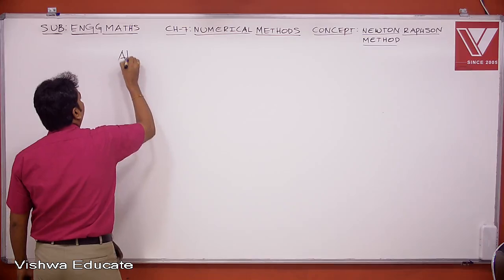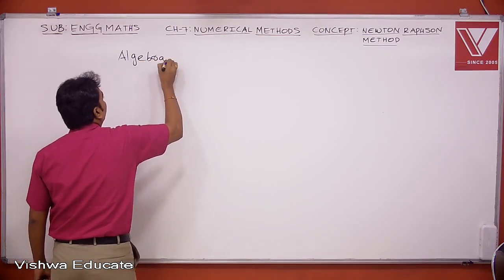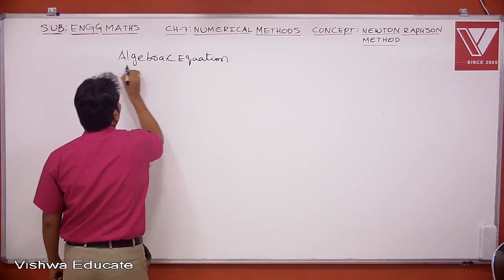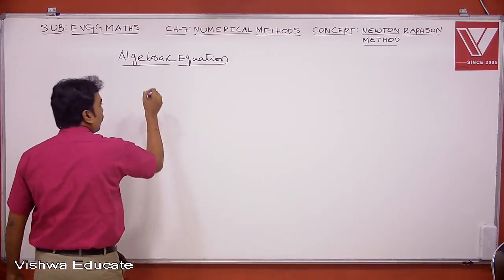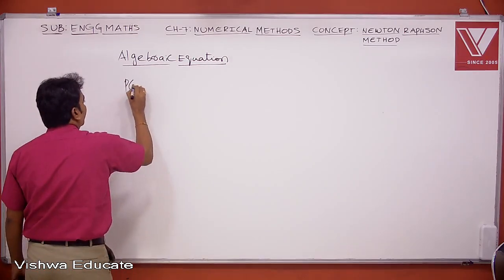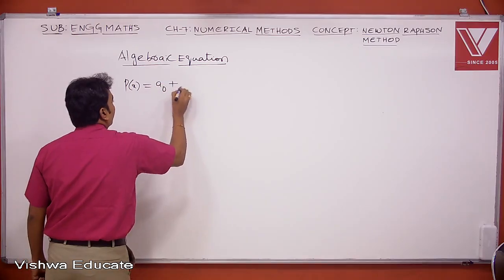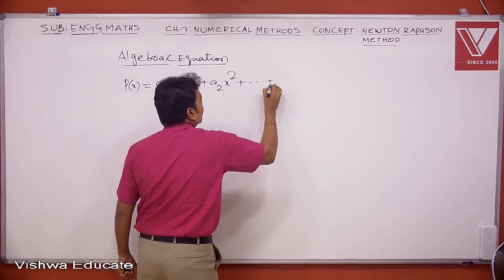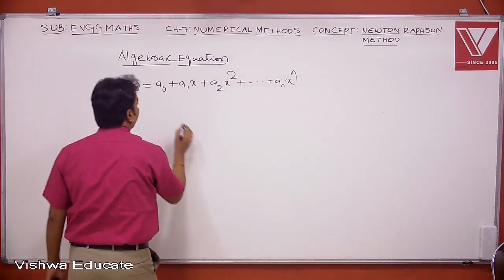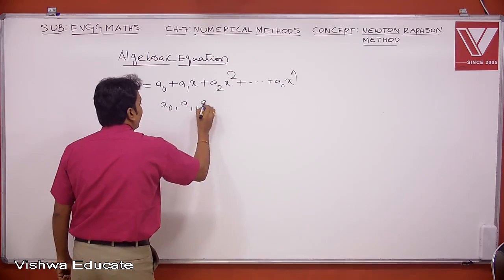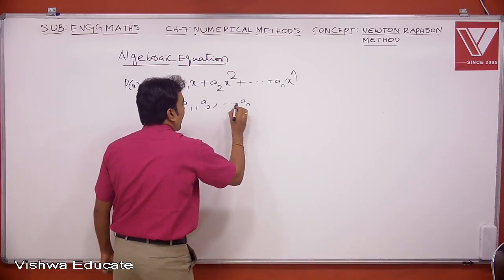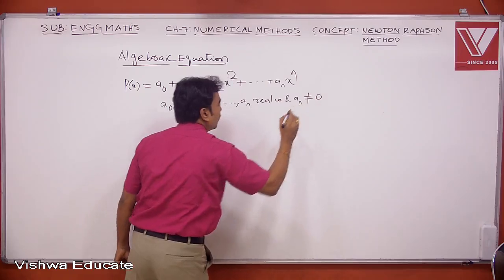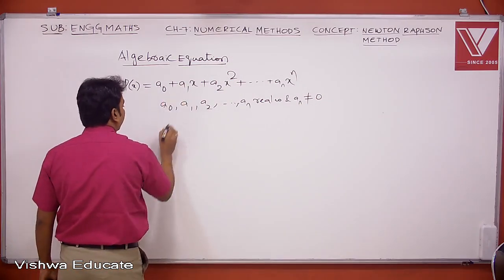First one is algebraic equation. Let us see what is an algebraic equation. Suppose I have an expression like this. P of x equal to a naught plus a1x plus a2x square plus and so on plus an into x power n, where a naught comma a1 comma a2 comma and so on an are real numbers and an is not equal to 0. In that case, this is called an algebraic equation.